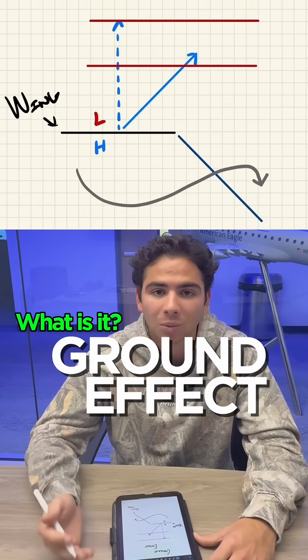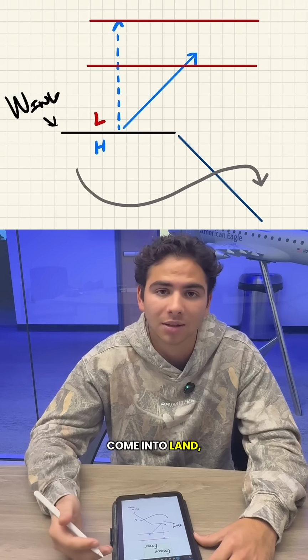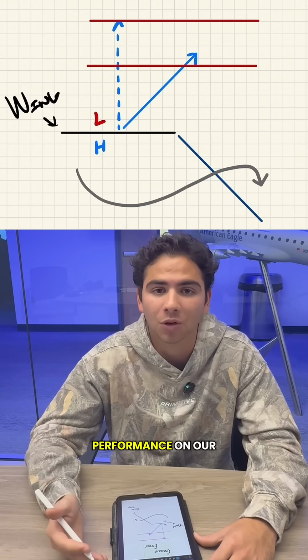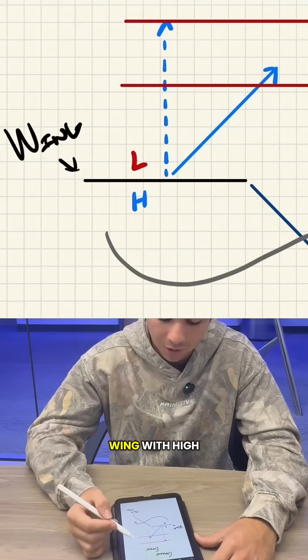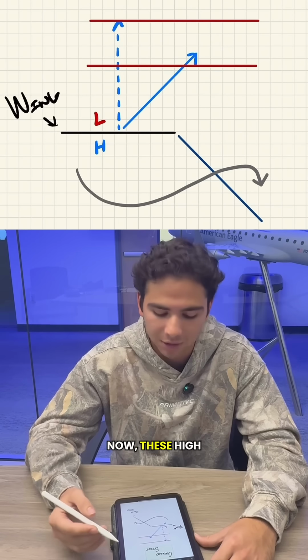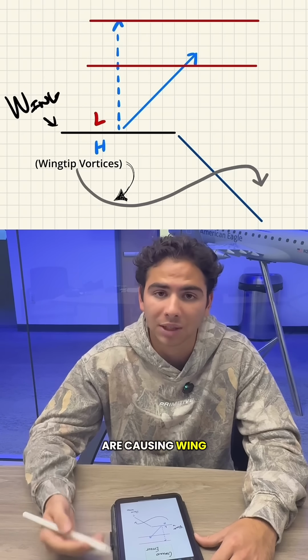Ground effect, what is it? So when we come into land, we feel a massive boost in performance on our wing. I have a couple of things drawn out here. I have a wing with high and low pressure. Now these high and low pressures are causing wingtip vortices.